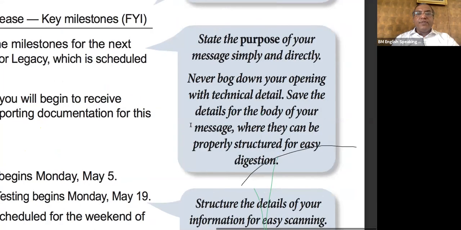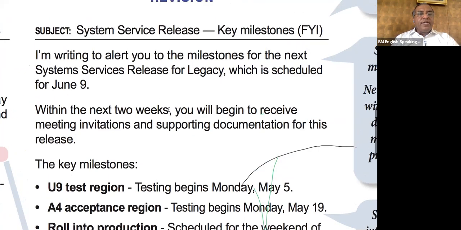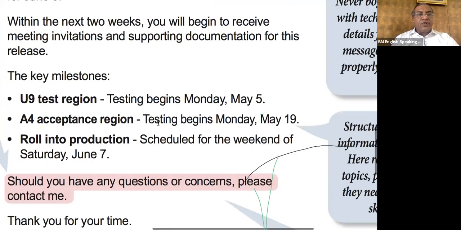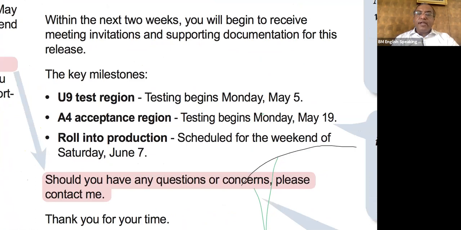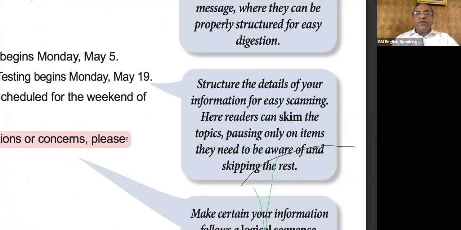So what do we learn from this? State the purpose of your message simply and directly. Never bog down your opening with technical detail. Save the details for the body of your message where they can be properly structured for easy digestion. So start an email by clearly stating the purpose of the email. This purpose is to alert you, to tell you about the milestones that I'm going to talk about later. Within the next 2 weeks, you'll begin to receive, and so on. And the key milestones are A, B, and C. So what do we learn from this? Structure the details of your information for easy scanning. Here, readers can skim. Skim means read very fast.